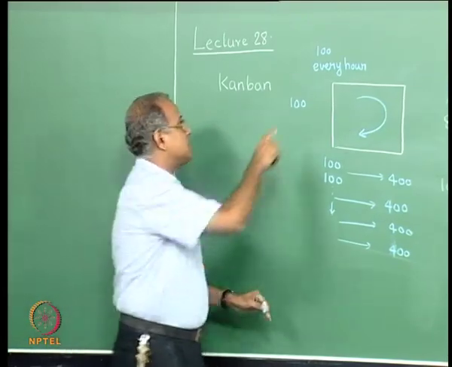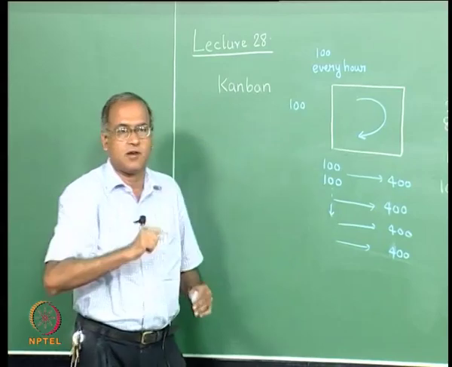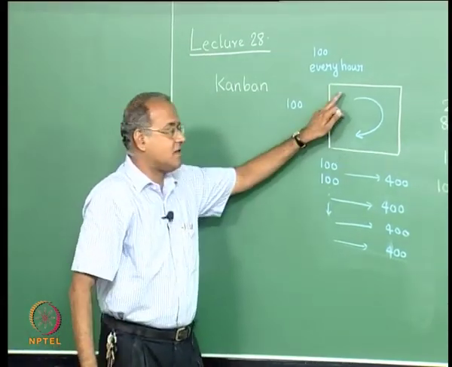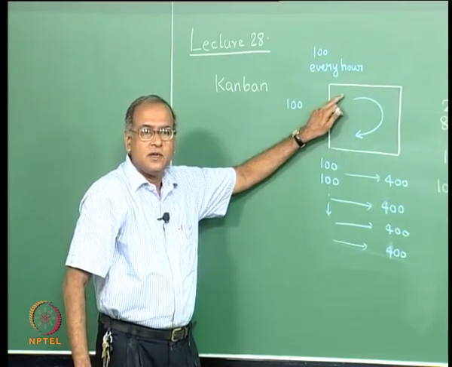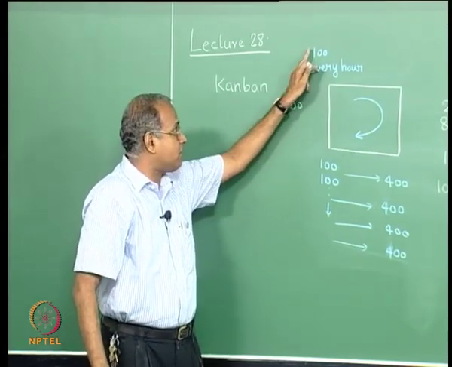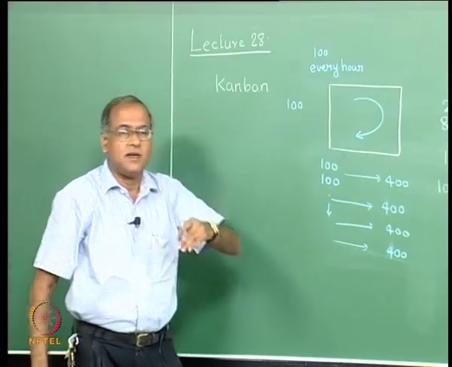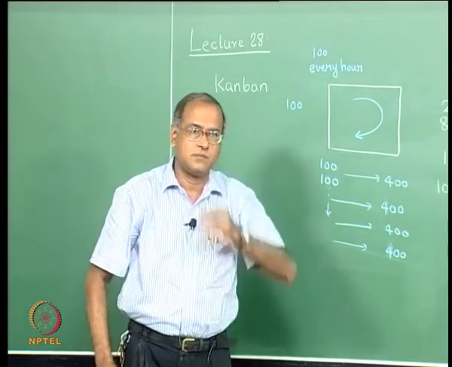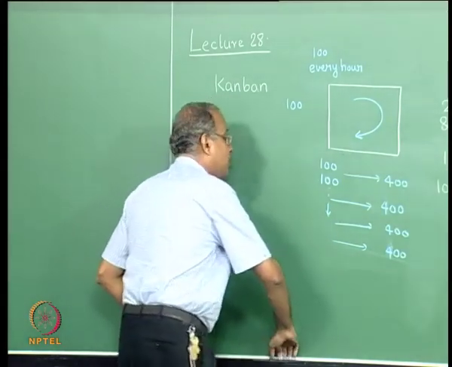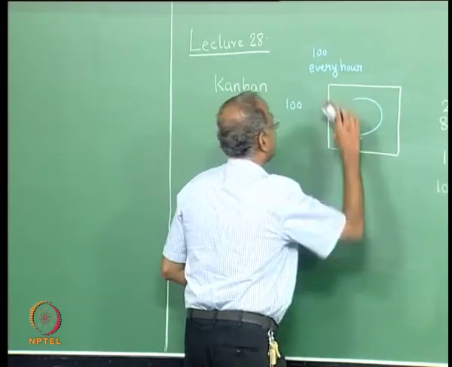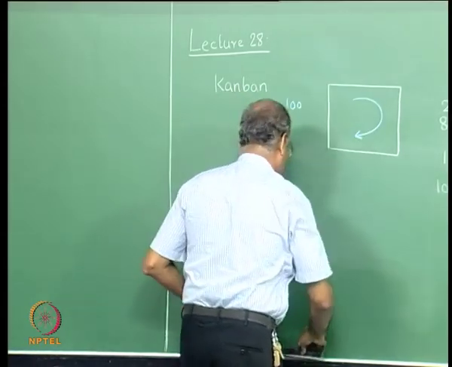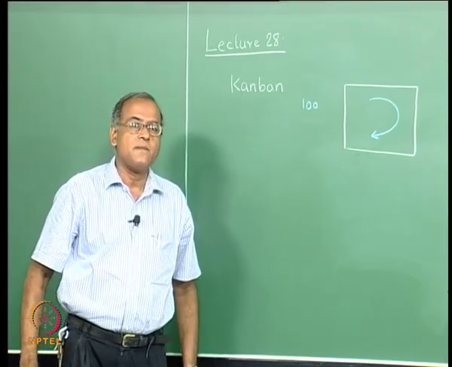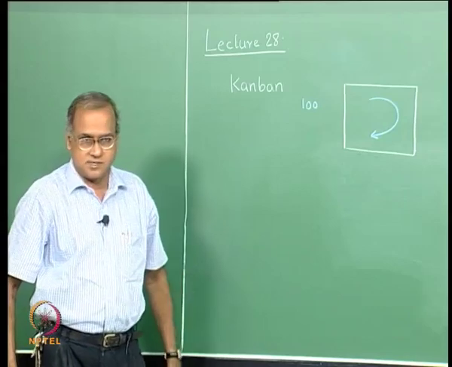Now, if we follow this model where 100 is going to come every hour, and for some reason there is a disturbance, then the production will come to a standstill. So, it is necessary to ensure that when we follow this 100 per hour system, 100 comes exactly at every hour. Now, how do we ensure that exactly 100 comes every hour and more than 100 does not come every hour? A very simple mechanism is this.